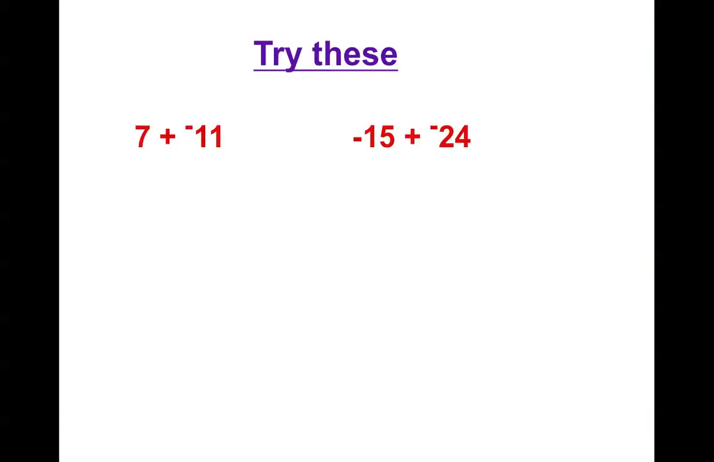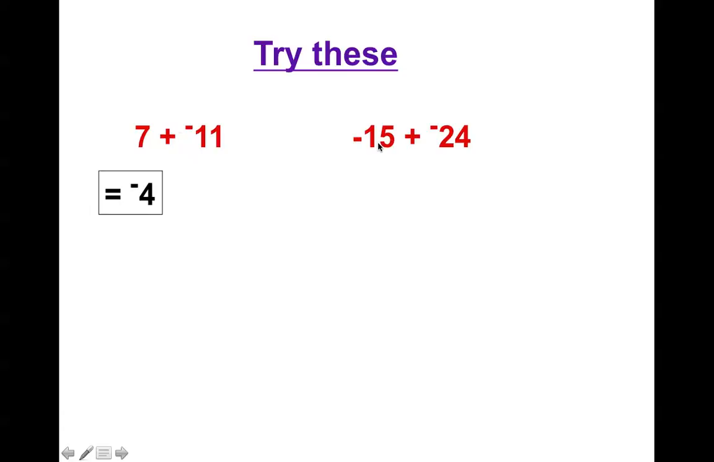We can use this and simply ask ourselves questions without actually having to draw the blocks. Are they the same or different? Are they both positive or both negative, or is one positive and one negative? Well, in this case, one is positive, one is negative. They're different, so we subtract these numbers. 11 minus 7 is 4. There are more negatives, and that's why the answer is negative 4.